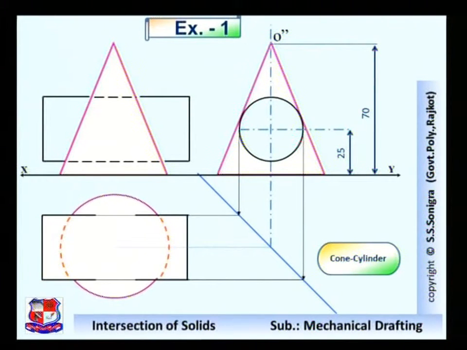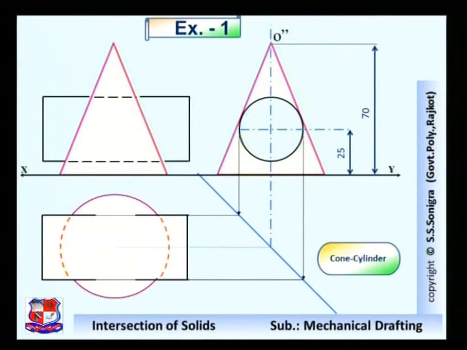Now we have drawn 3 views of the given solids, cylinder and cone. Now we have to find out the points of intersection of these two solids. So for that, let me discuss the first step, how to find out the points of intersection. First we draw a line or imaginary generator over this cone from this apex point.